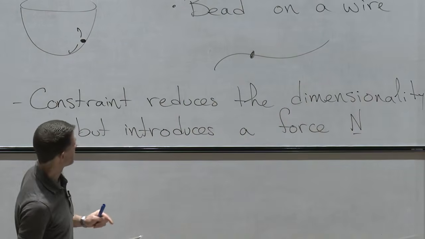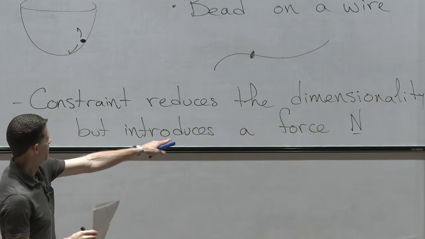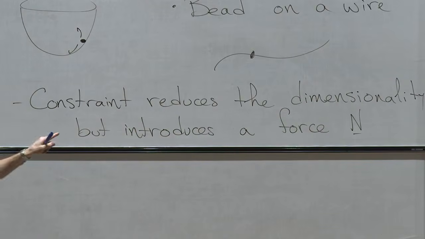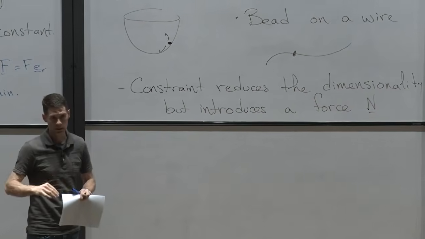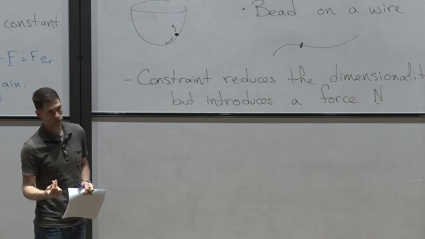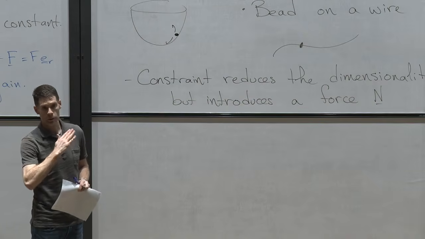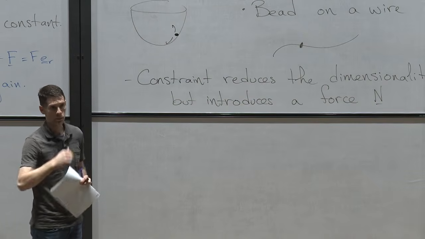Actually, generically it introduces a force. I'm writing the force as n because I'm going to take that n to be normal. Generically, there are two components of a force. There's a force in the plane along the direction of the surface or the wire, which is like a friction force. And then there's a normal reaction force, as we've talked about before, which is perpendicular to that.